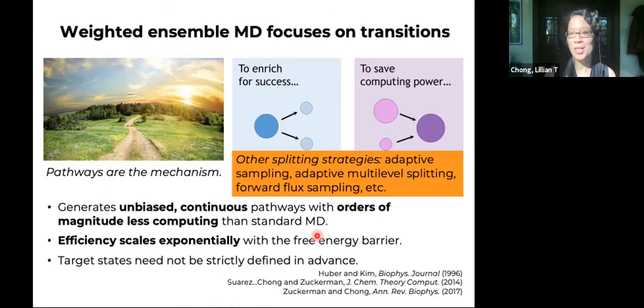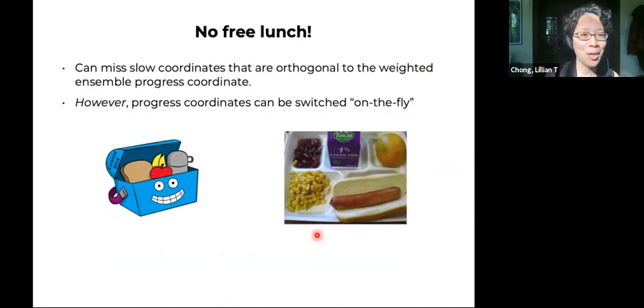Okay, but there's no free lunch with any of these enhanced sampling approaches. So with weighted ensemble, the main caveat is that you might always miss these slow coordinates that are orthogonal to the progress coordinate that we're using for the weighted ensemble simulation. However, there is this flexibility that progress coordinates can be switched on the fly, as the weights of the trajectories that we keep track of rigorously are not linked to the progress coordinates. They're completely independent of them.